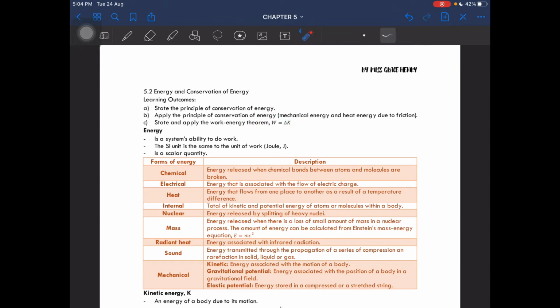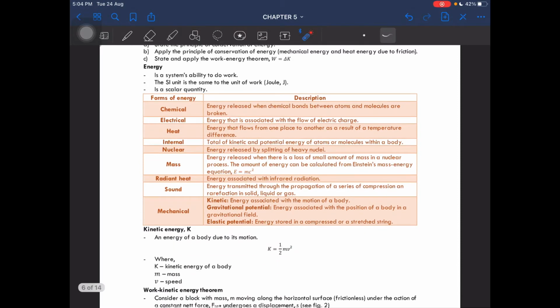So what is actually energy? Well, energy is a system's ability to do work. So without energy, they cannot do work. Like us, we can't move if we don't have energy. The SI unit is the joule. It is a scalar quantity, so it does not have any direction.